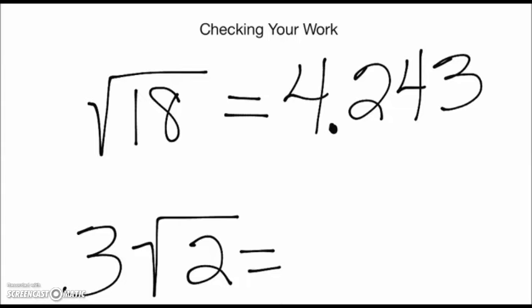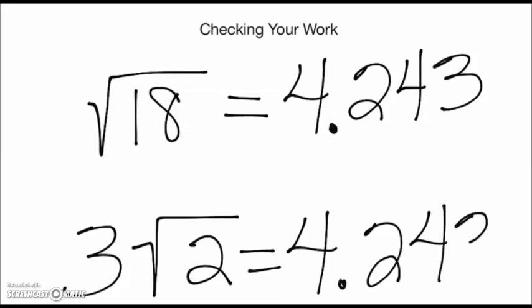If I want to check and see, did I do my work correctly? Is 3 square root of 2 the same thing? I would type in 3 square root of 2 into my calculator. And if I get the same decimal, which I do, then I know that I did all of my work correctly. So even if you can't use your calculator to simplify your radical, you can use it to check your work at the end so that you'll always know that you did those steps correctly.